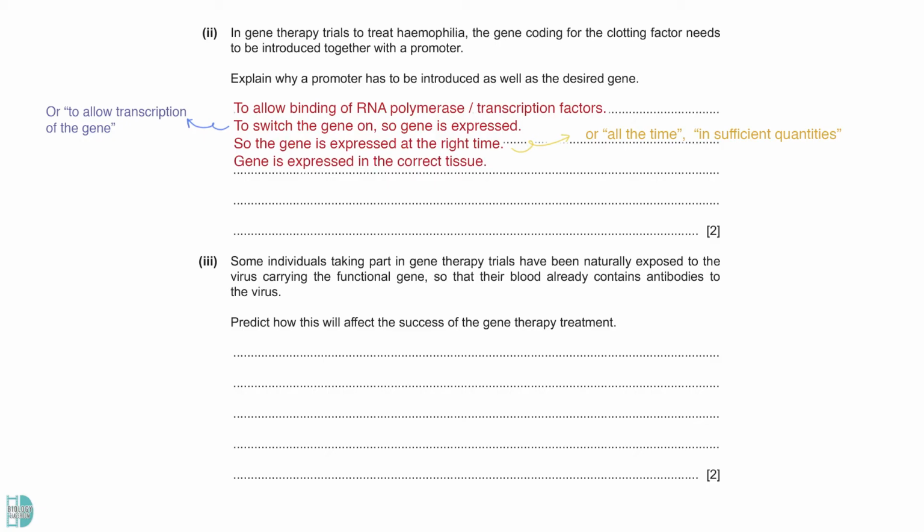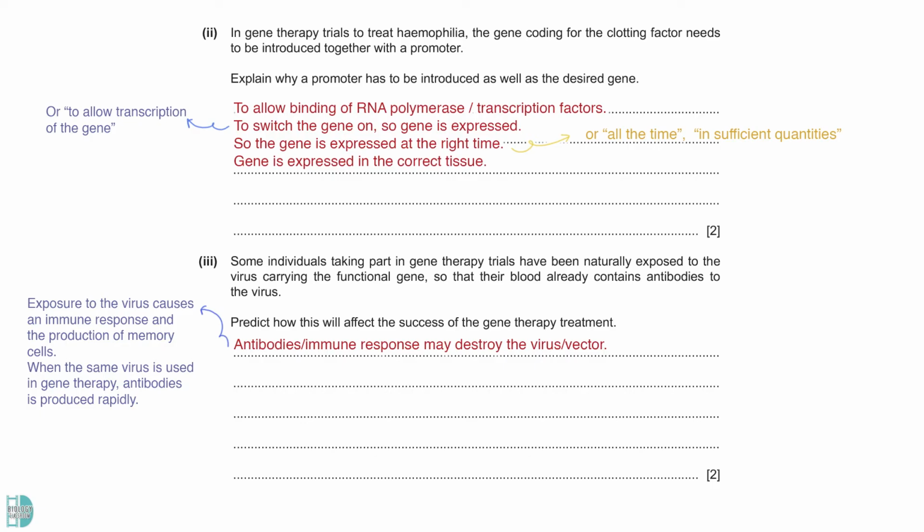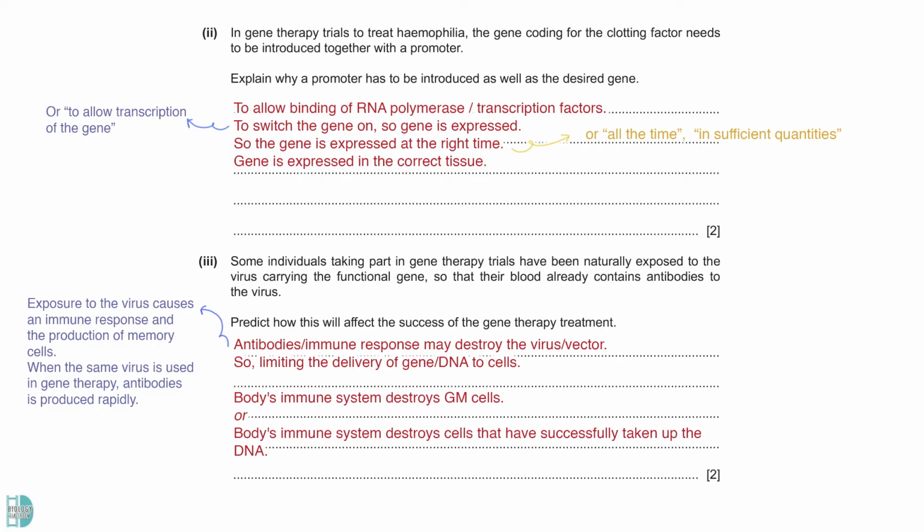3. Some individuals taking part in gene therapy trials have been naturally exposed to the virus carrying the functioning gene, so that their blood already contains antibodies to the virus. Predict how this will affect the success of the gene therapy treatment. Exposure to the virus causes an immune response and the production of memory cells. So, when the same virus is used in gene therapy, they can produce antibodies rapidly by secondary immune response. This may destroy the virus or the viral vector. So, it limits the delivery of the gene into the cells. The person's immune system may also destroy the GM cells, or the cells that have successfully taken up the DNA.